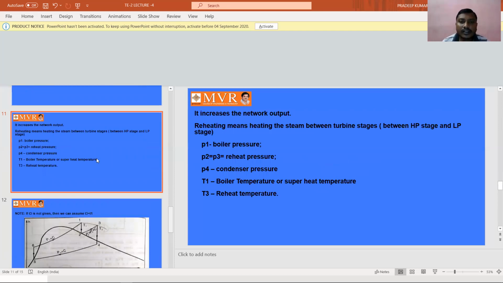It increases the net output. Reheating means heating the steam between turbine stages, that is, between the HP (high pressure) stage and the LP (low pressure) stage. P1 is equal to boiler pressure, P2 is equal to P3 is equal to reheat pressure. What I have shown you in the TS diagram is that P4 is equal to condenser pressure, T1 is equal to boiler temperature, T3 is equal to reheat temperature.